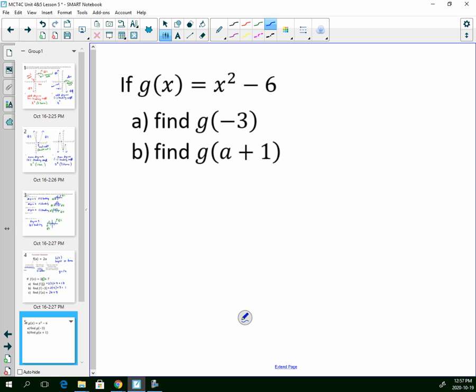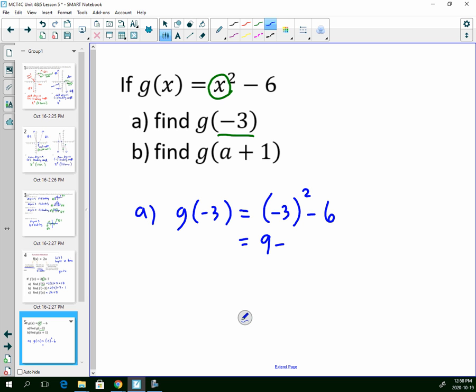So let's say we had a different function, g of x. So g of x equals x squared minus 6. So we want to replace x with whatever's in the bracket. So if I'm doing g of negative 3, I want to replace x with a negative 3. Make sure when you are substituting in, you use brackets, because sometimes we have to square, and we want to remember that it's negative 3 times negative 3, and we're not just squaring the 3 and forgetting about the sign, right? So negative 3 squared is positive 9, and then that has a value of 3.